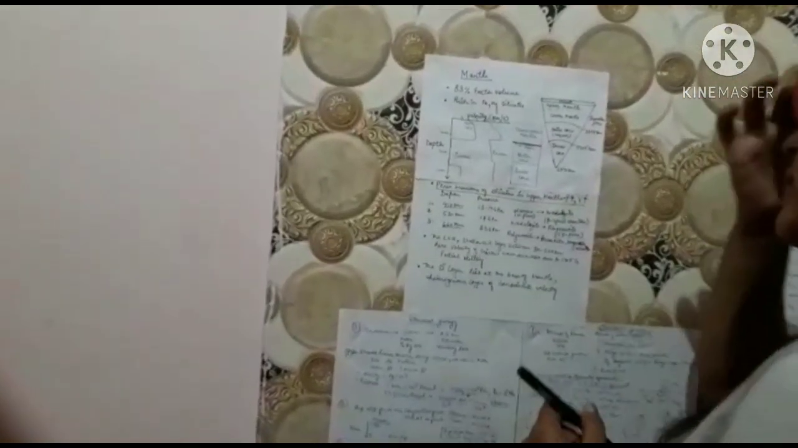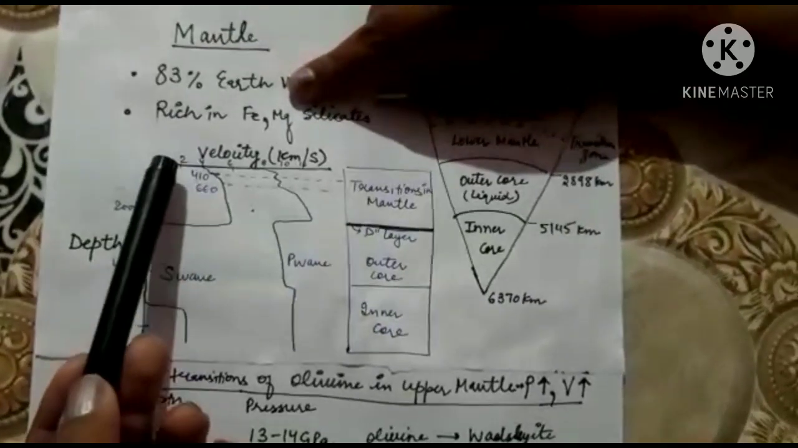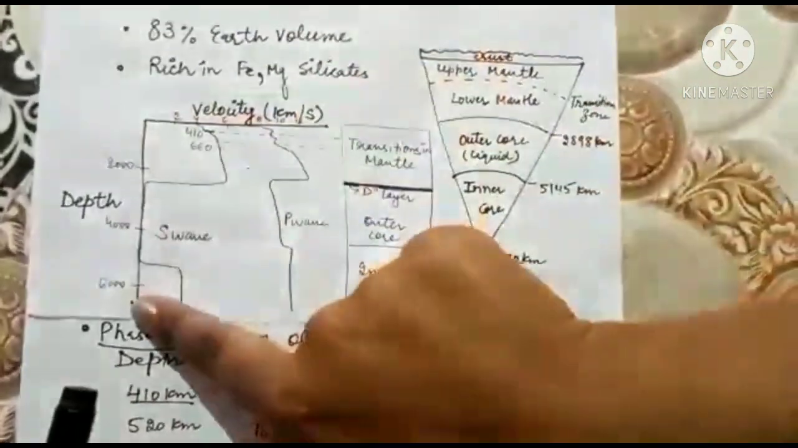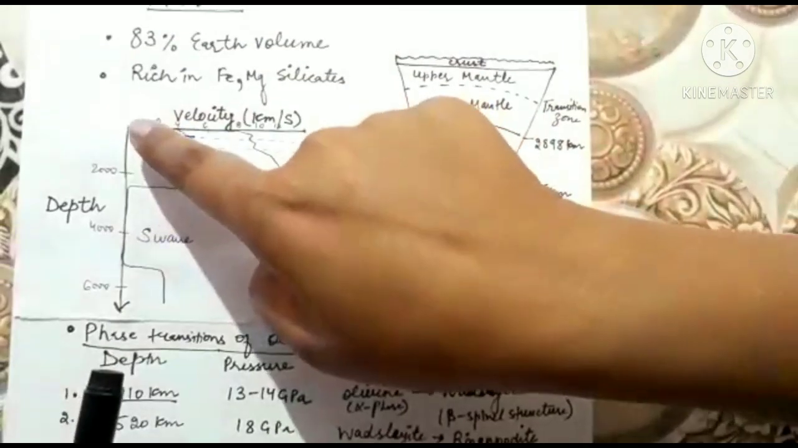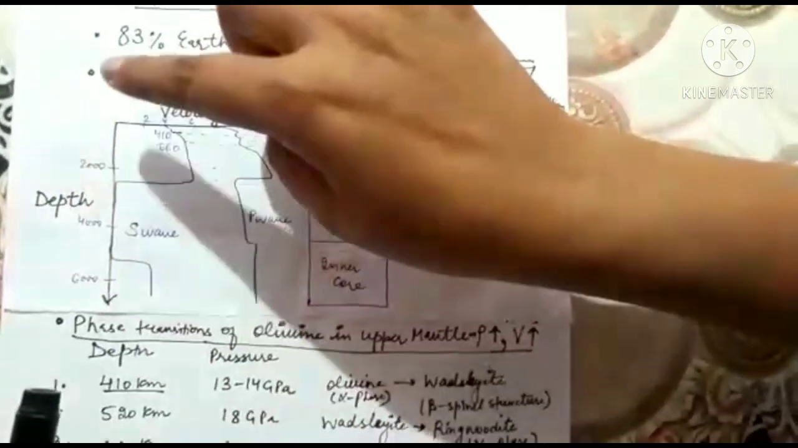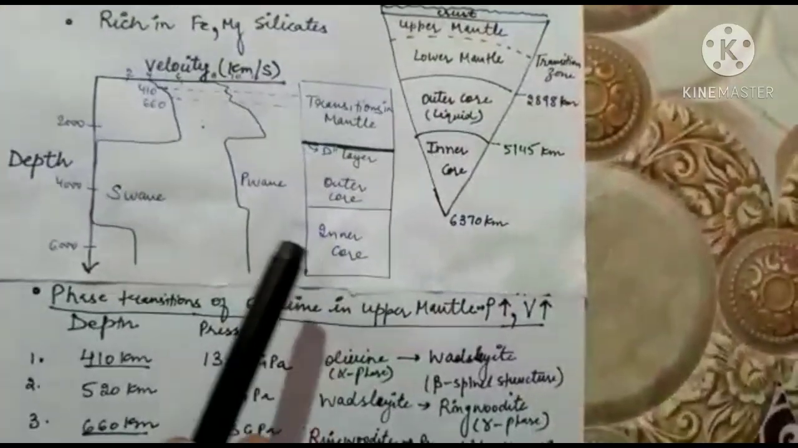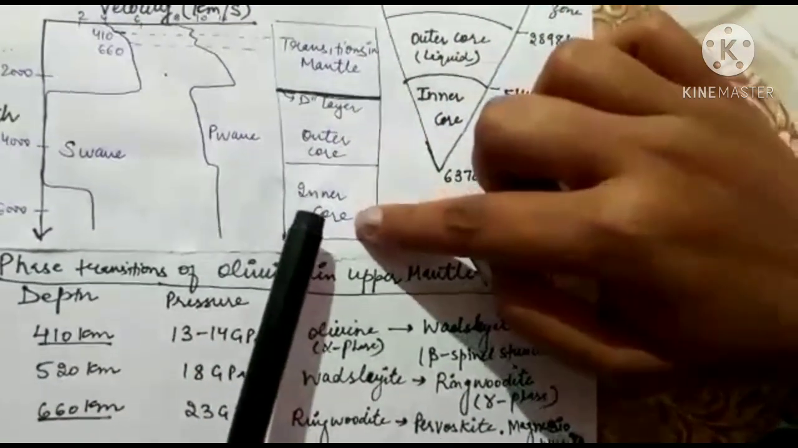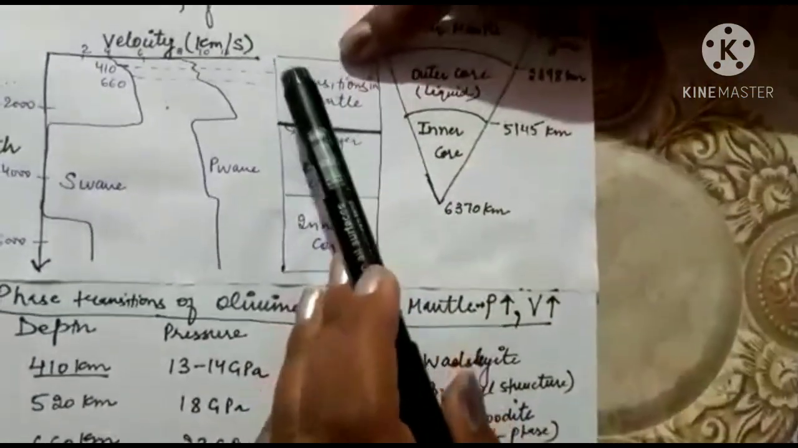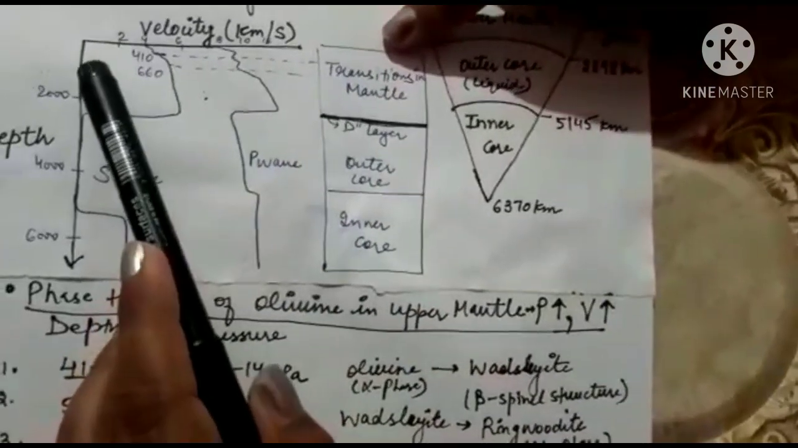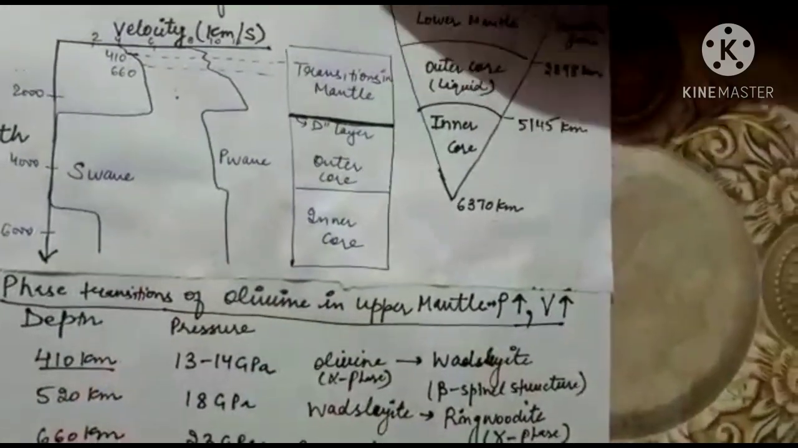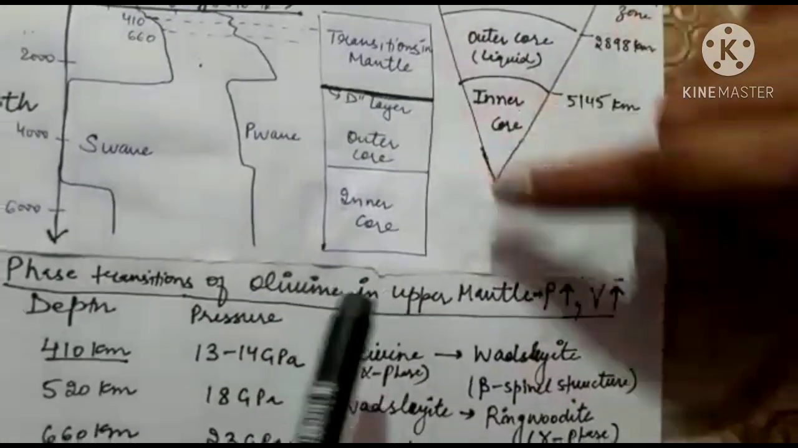Now let's see about it. I have drawn the P waves and S waves on the axis of velocity and depth. Velocity is increasing from left to right and depth is increasing from top to bottom. I have drawn blocks here. One is showing the mantle, another one is the outer core, and after this lies the inner core. In the mantle I have written transitions which are occurring at the depth of 410 kilometer and another one at 660 kilometer. Now I will tell you about the phase transitions which are occurring in the olivine.